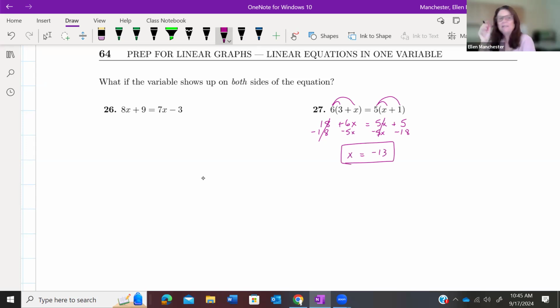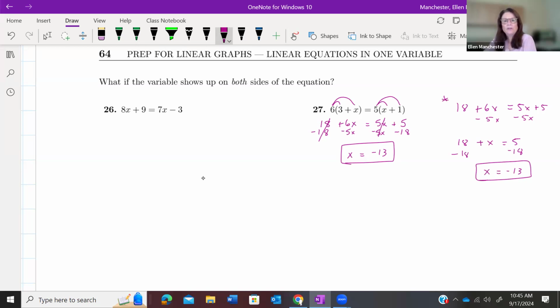So I just did that in basically one step. That is completely okay. If that's too much, just do it one step at a time. Move your x's over, and then move your numbers over. Either way works. Or start out doing it this way, and then once you see the pattern, you can transition into the other way.